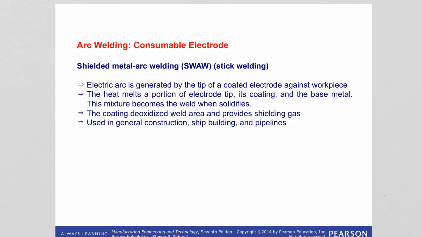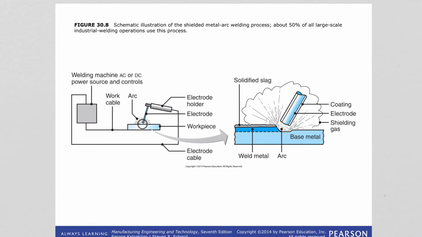And then usually this technique is used in construction, shipbuilding, and pipelines. And here is the illustration of this process. But the videos are better, you can actually see the process. So watch those. Here you see the electrode and a device that controls the current, AC, DC, and we have the workpiece and the arc is forming, and you see in here there is the coating on the electrode.